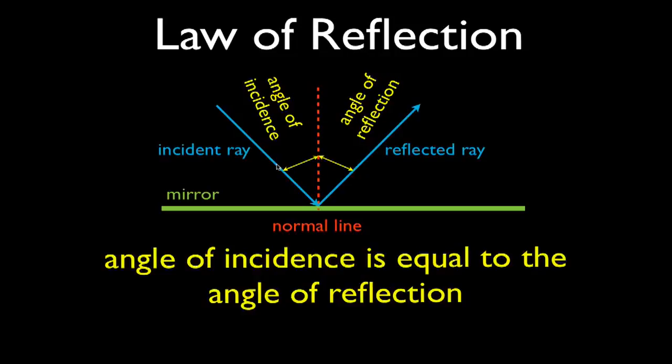That's all there is to it. Whatever this angle is, that's the same angle. You measure it with your protractor. If it's 30 degrees on this side, it has to be 30 degrees on this side. If it's 70 degrees on this side, it has to be 70 degrees on this side.